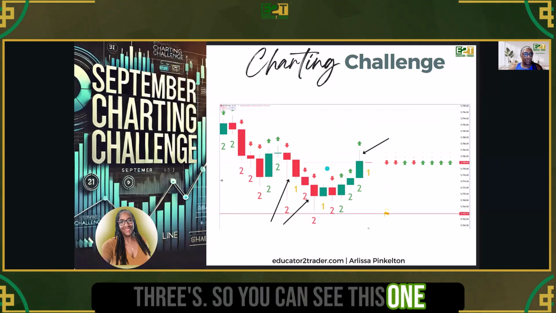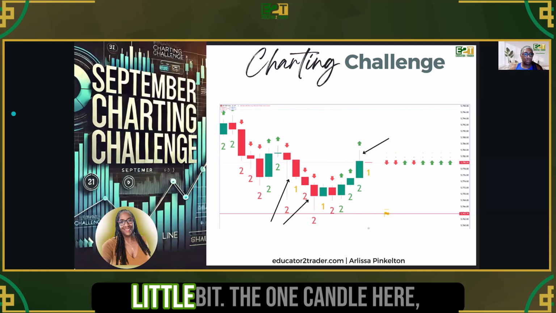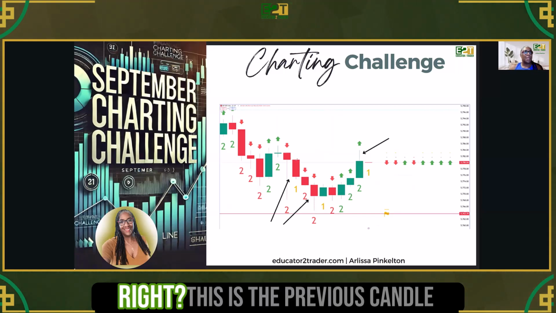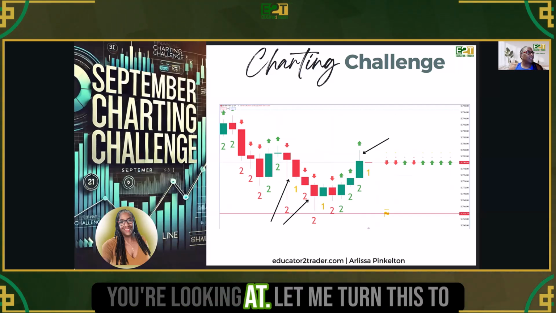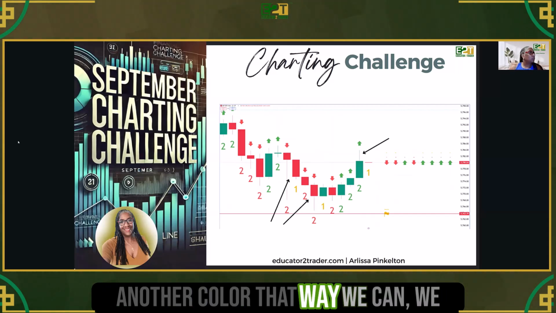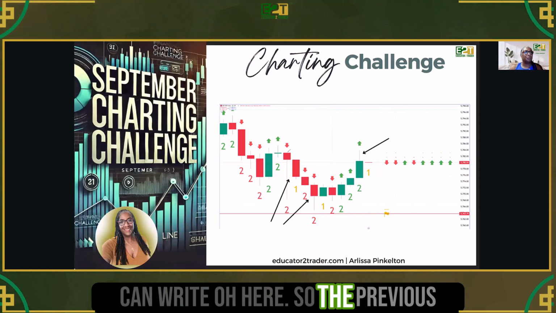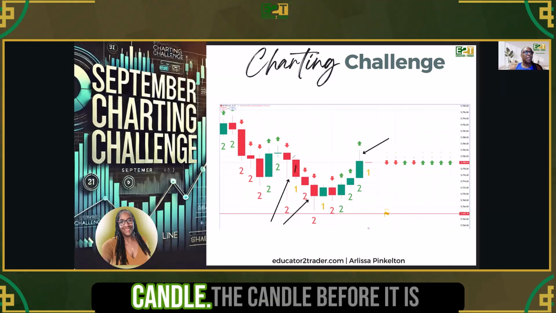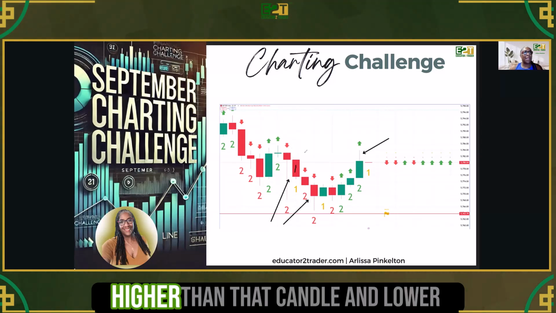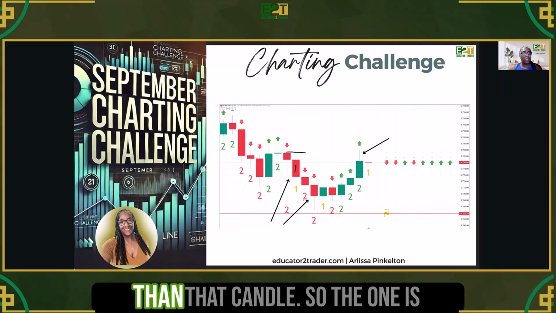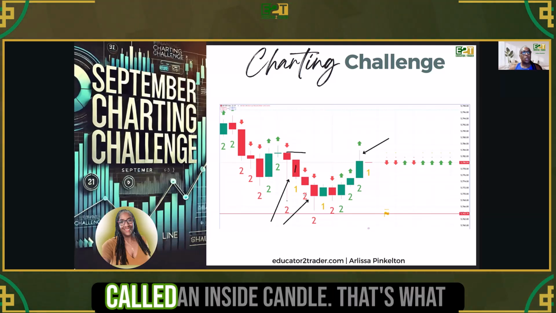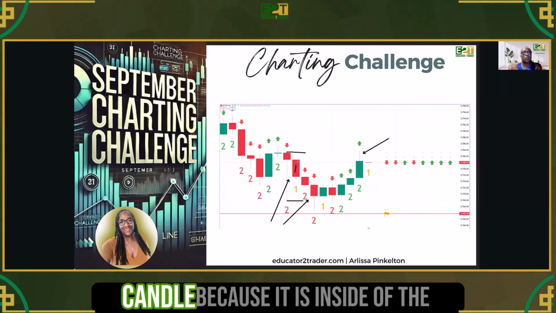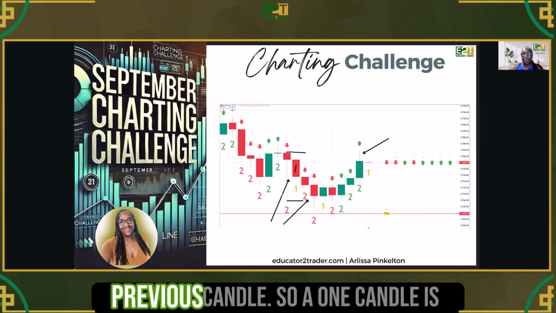So you can see this one candle here. I kind of marked them a little bit. The one candle here, right? This is the previous candle you're looking at. Let me turn this to another color. That way we can write on here. So the previous candle, this is the one, right? This is the one candle. The candle before it is higher than that candle and lower than that candle. So the one is called an inside candle. That's the name of it. It's called an inside candle because it is inside of the previous candle.